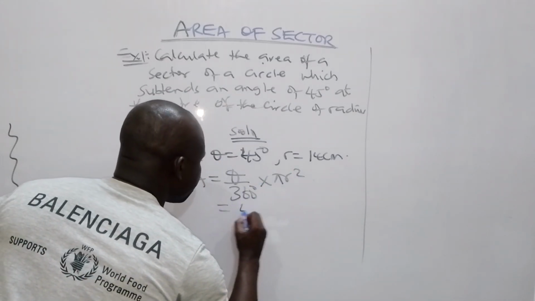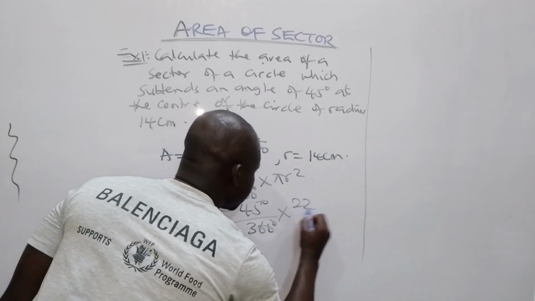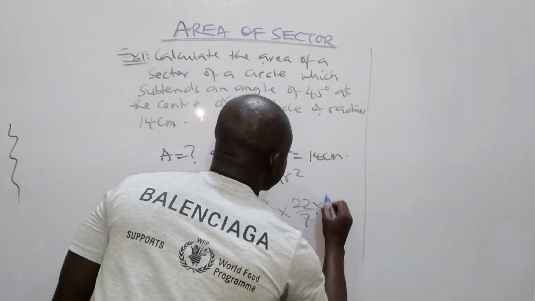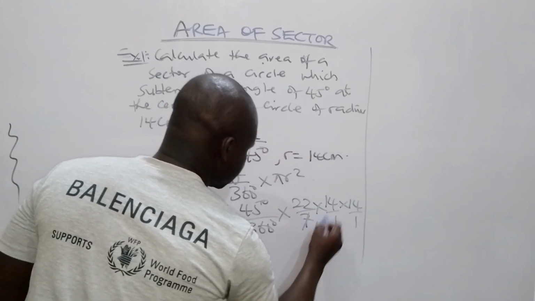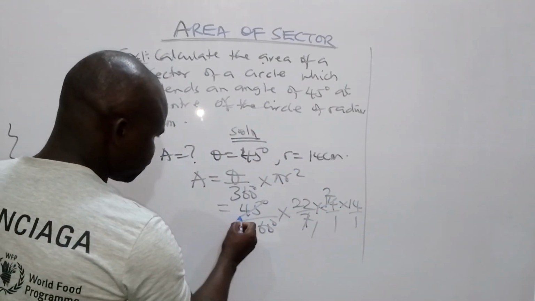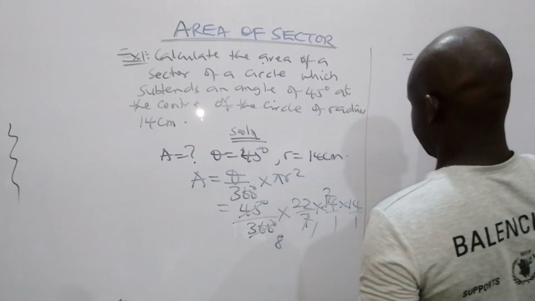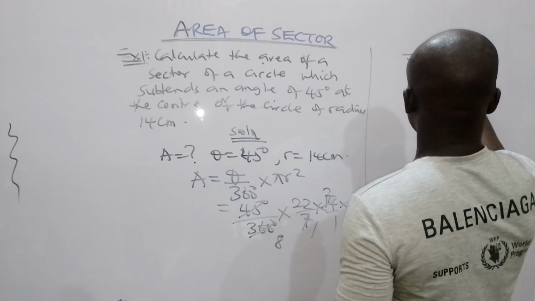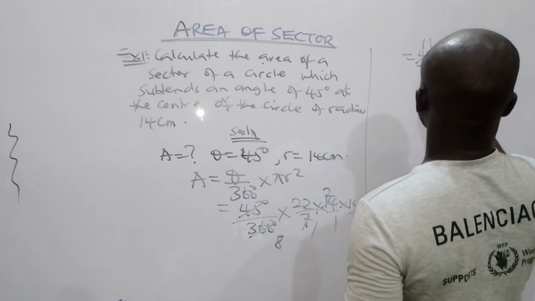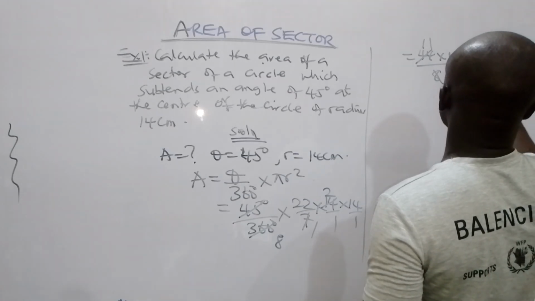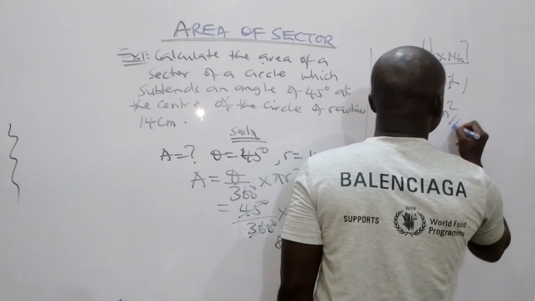So here we have 45 degrees over 360 degrees multiplied by pi, which is 22 over 7, then r is 14, that's 14 times 14. So 7 here goes 1, 7 here is just 2. 45 over 360 reduces to 1 over 8. Then at the end of the day, we have 22 multiplied by 14 divided by 8. 4 here 11, 4 here is 2. 2 here 1, 2 here 7.